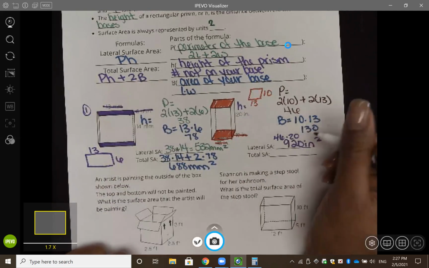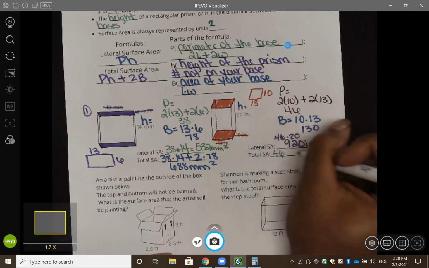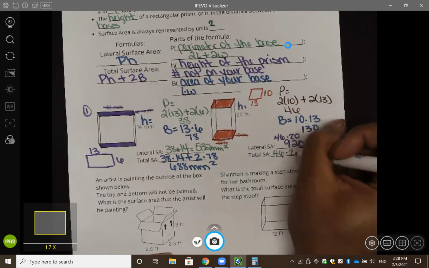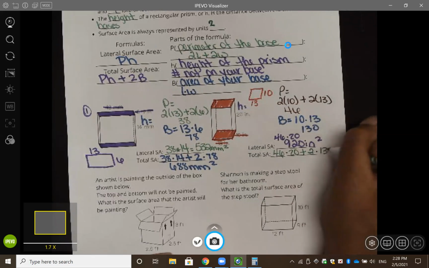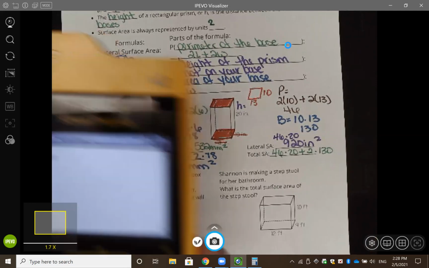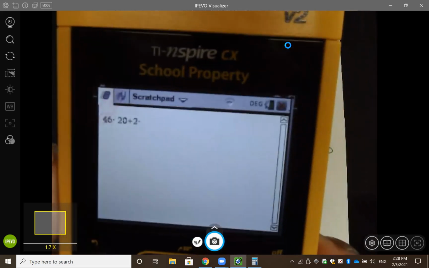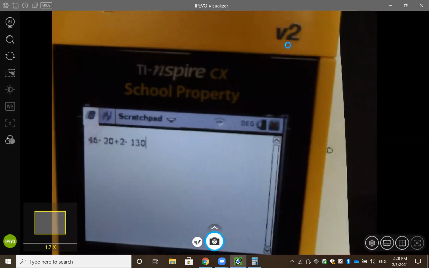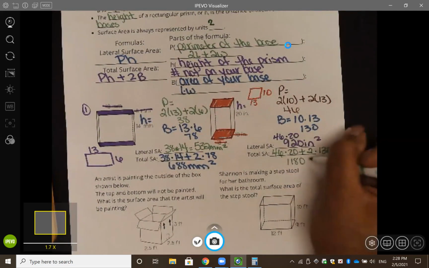big B. So my perimeter is 46 times my height, which is 20, plus 2 times my big B, which is 130. And I'm going to put all of this in the calculator. So 46 times 20 plus 2 times 130. And I got 1180. So 1180 inches squared is my answer.